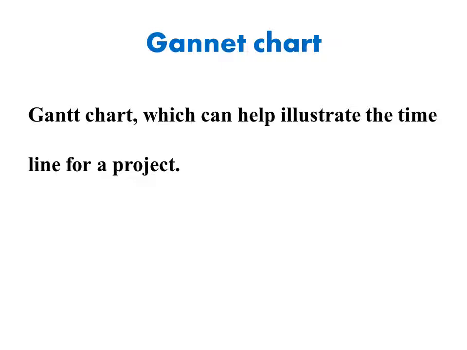A Gantt chart almost looks like a task list, but a little bit different. It also uses a table. A Gantt chart can help illustrate the timeline for a project. You mention the task, the statement, or the steps of the project, then when you're going to do it, maybe June, July, August. Anyway, with the example, you will get what I mean.